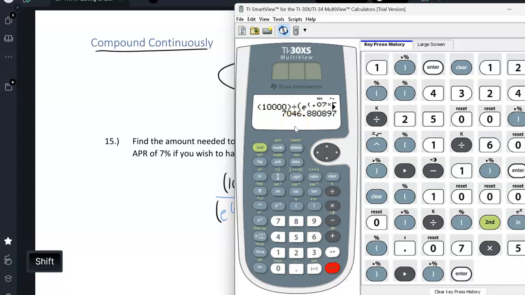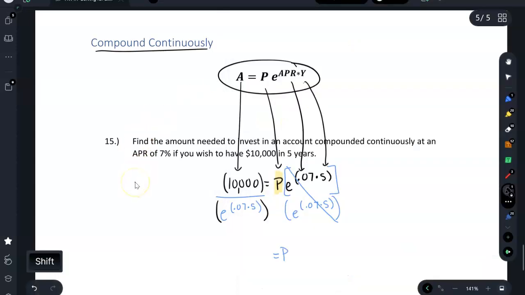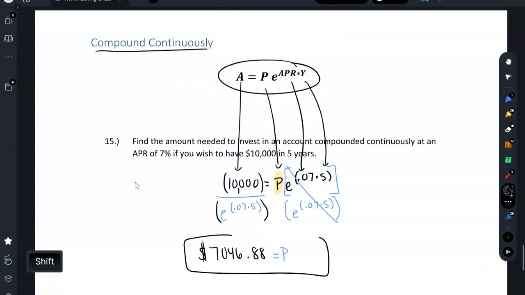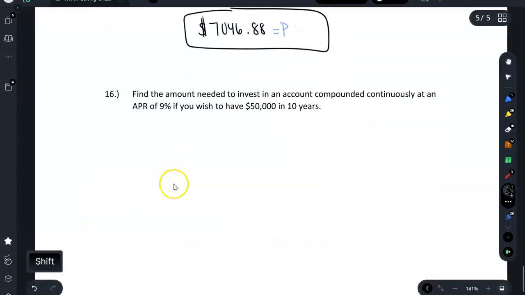And I get $7,046.88. So $7,046.88 would be how much I needed to invest. All right, and then I just got one of those for you to do.